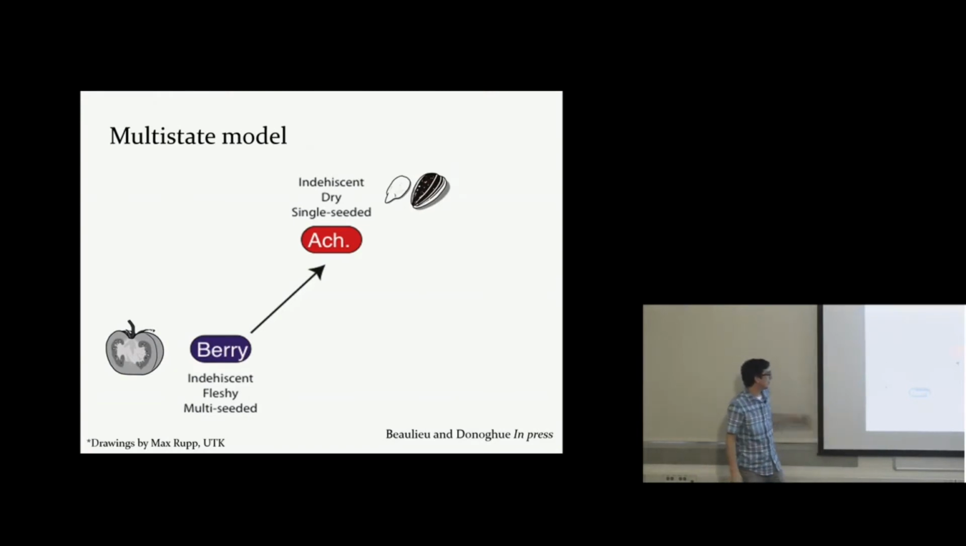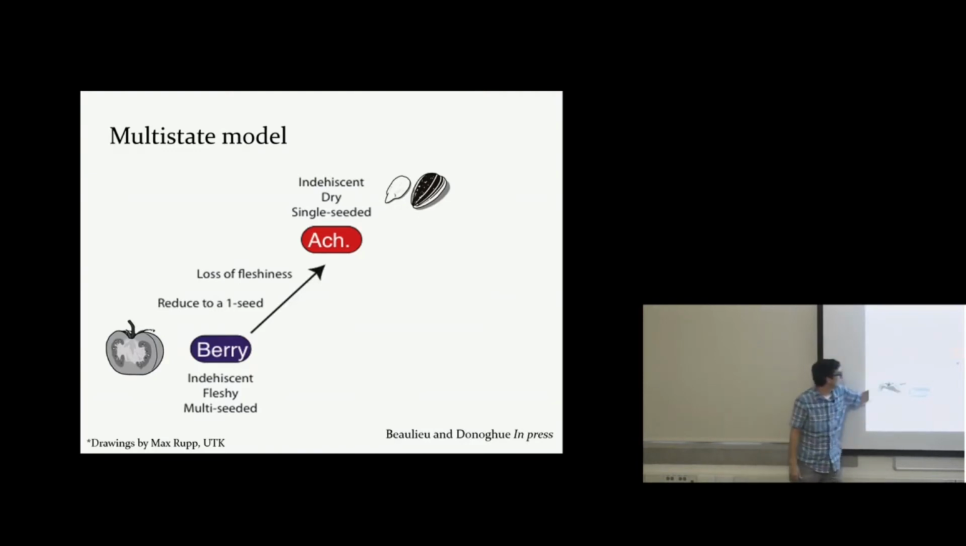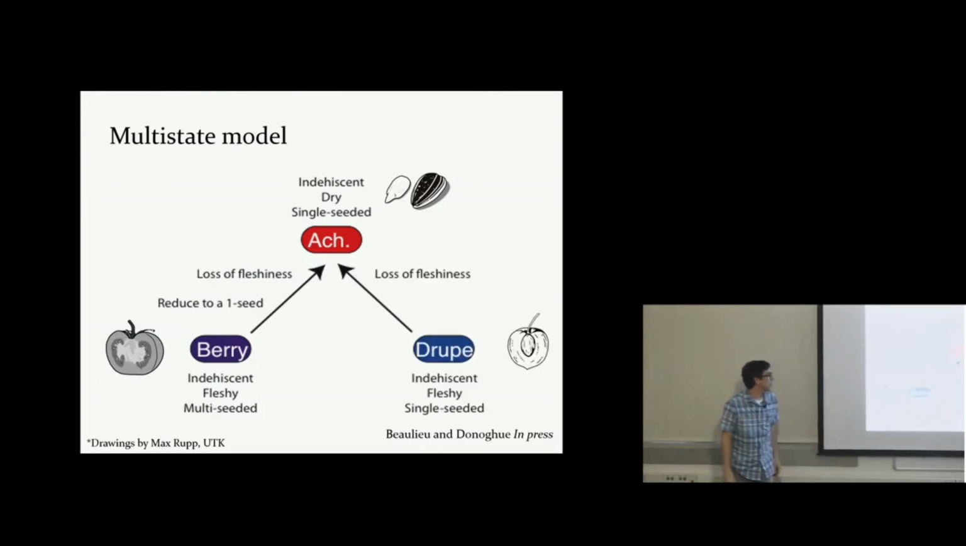Suppose you're trying to model the evolution of going from a berry to an achene. Well, a berry has indehiscent, fleshy, and multiple-seeded traits, whereas an achene has indehiscent, dry, and single-seeded traits. Now, in order for that to happen, you'd have to see 2 changes take place. One, you'd have to reduce to a single seed, or you'd have to lose fleshiness. The other fleshy fruit type, which is a drupe, only involves loss of fleshiness. So there's only one step between a drupe and an achene. The point here is that with the multiple state model, these jumps are all equivalent, even though they don't represent the same number of state changes.